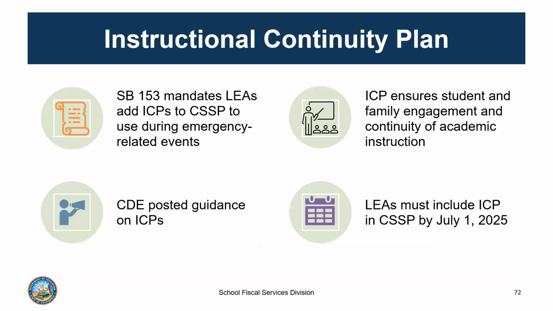One of the main changes made by the 2024-25 trailer bill is that LEAs must now add what's called an Instructional Continuity Plan, or ICP, to their CSSPs. The ICP ensures student and family engagement and continuity of academic instruction during emergency-related events. To aid LEAs in their development of ICPs, the CDE posted guidance on ICPs on the CDE website. LEAs must have a CSSP with an ICP by July 1, 2025.